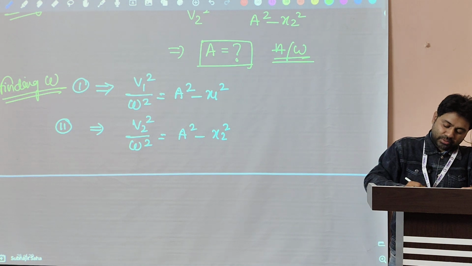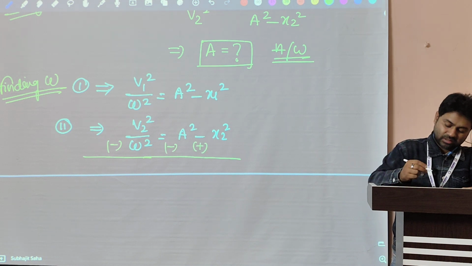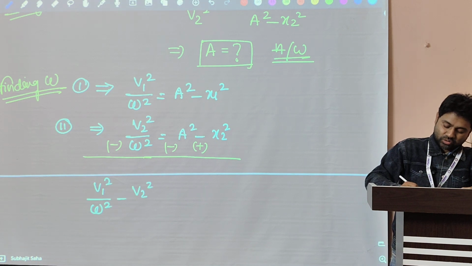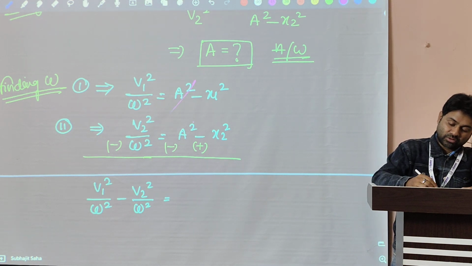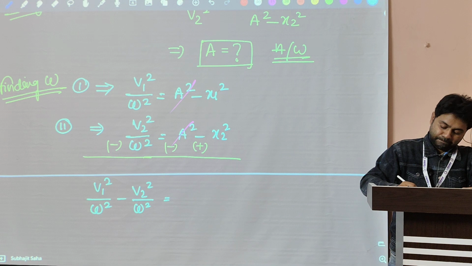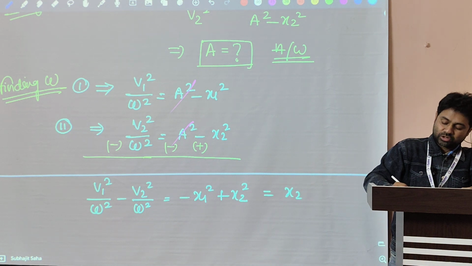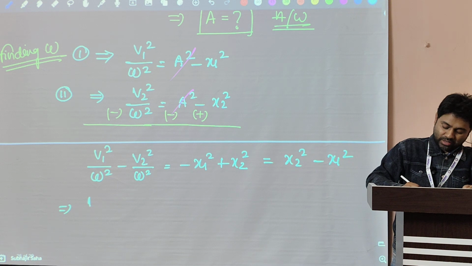Now just add them up, or rather subtract. This minus becomes plus. So v1 square by omega square minus v2 square by omega square equals, look, a square and minus a square will cancel out. So minus x1 square plus x2 square, that is x2 square minus x1 square. So just take 1 by omega square common.